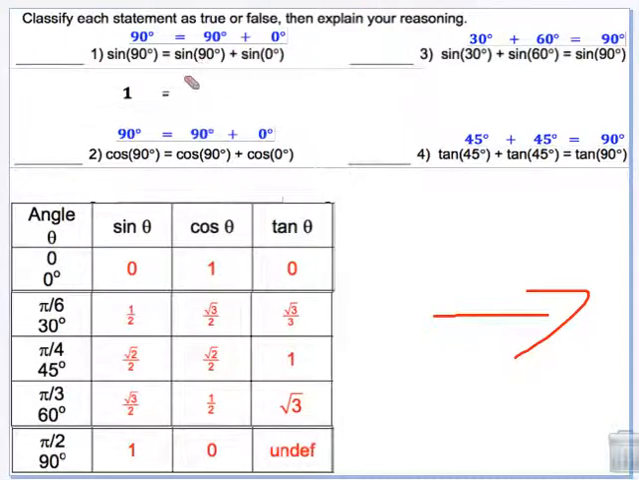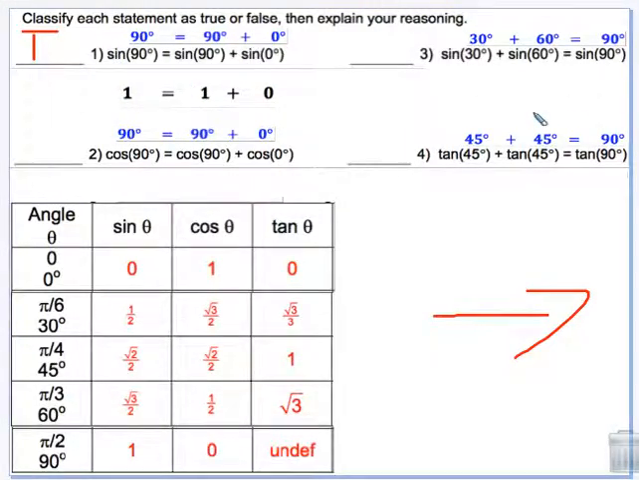So let's check the ratios in the trig table and see what we'll come up with. We know that sine of 90 is 1, but what is sine of 0 degrees? Go down to the trig table, we have 0 degrees. In the sine column, you have a 0. So if we add 1 plus 0, we get 1. So in this case, this statement or this equation is true.